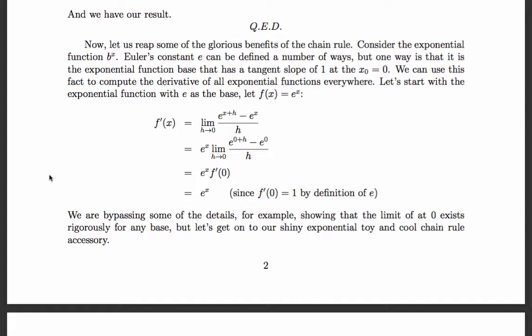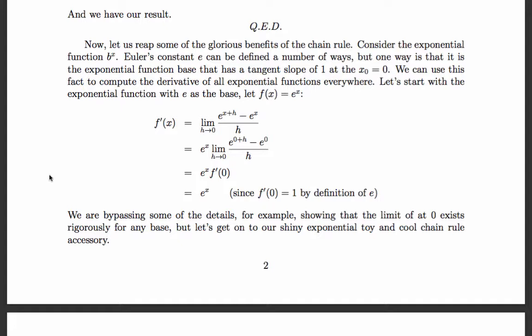And notice that my limit is essentially the derivative at 0. And the derivative at 0 is the slope of the tangent line when x is equal to 0. Now, we said that by the very definition of e, that's 1. So f prime of 0 equals 1 by definition of e. E is the particular exponential base that happens to cross the y-axis at a 45-degree angle.